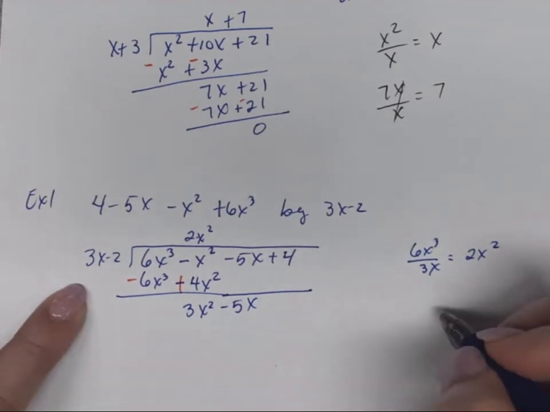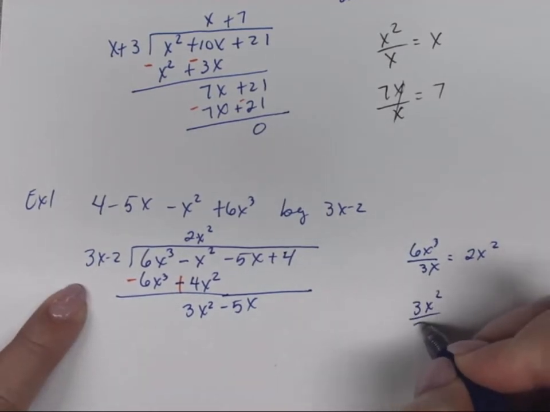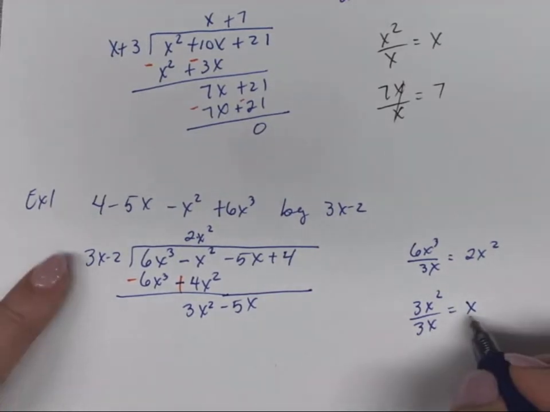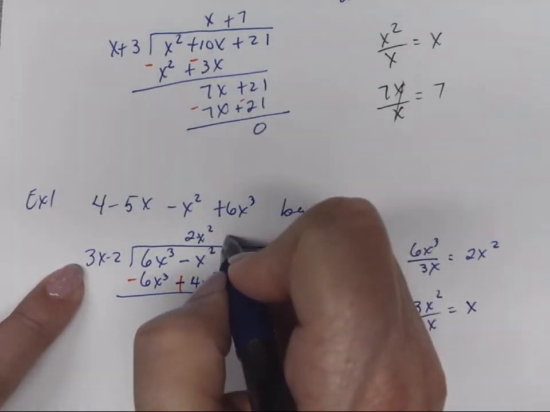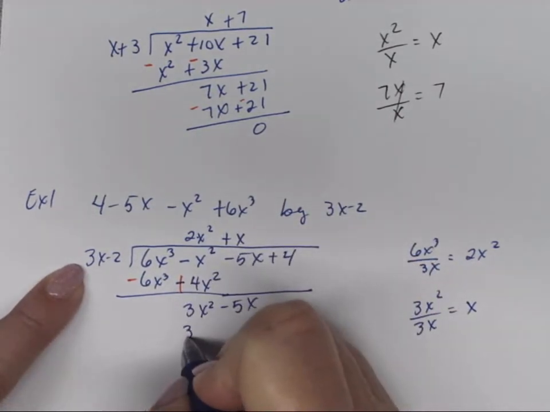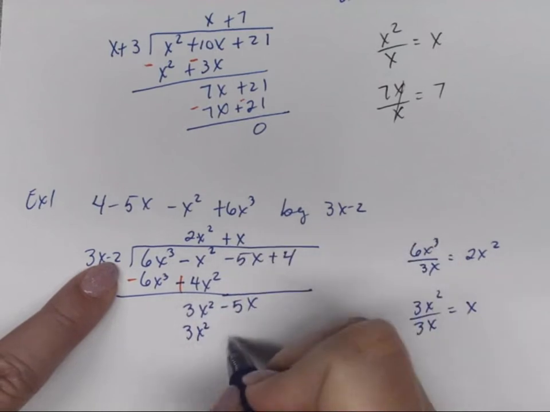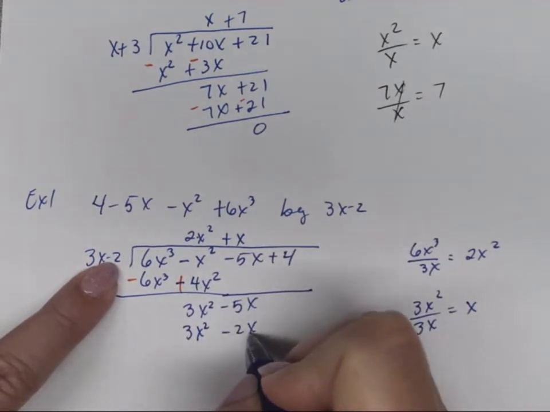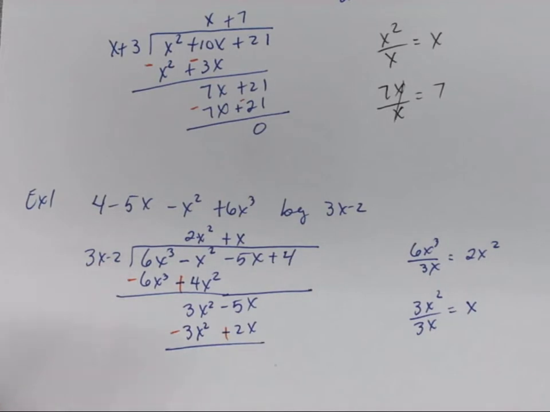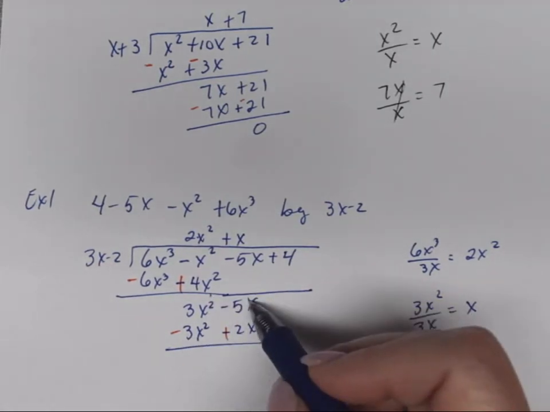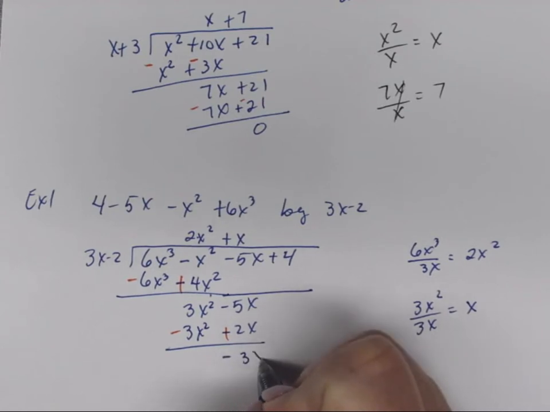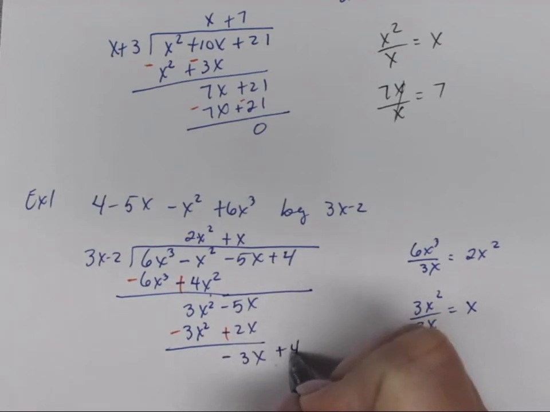All right, so now we can take 3x squared divided by 3x will leave us with an x. So x will come up here, so plus x. X times 3x will get us 3x squared. X times negative 2 will be negative 2x. Draw the line, change the signs. So those will cancel. Negative 5x plus 2x will get us negative 3x and bring down the plus 4.